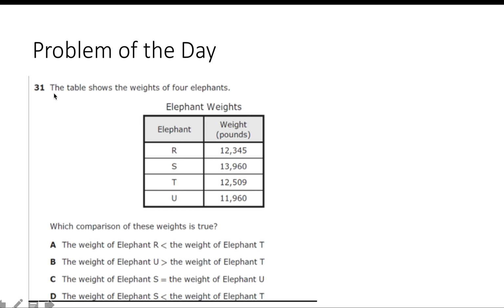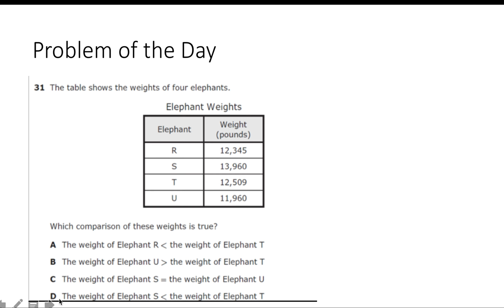The table shows the weights of 4 elephants. So here we have the table, the elephant weights. It tells us which elephant it is and how much they weigh in pounds. The question asks us which comparison of these weights is true. So we're looking for which statement right here is true.